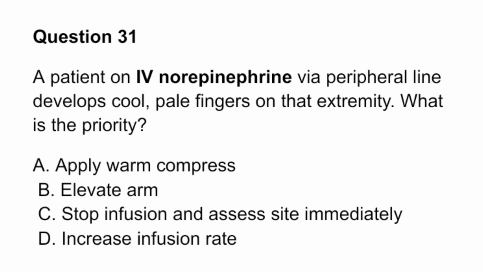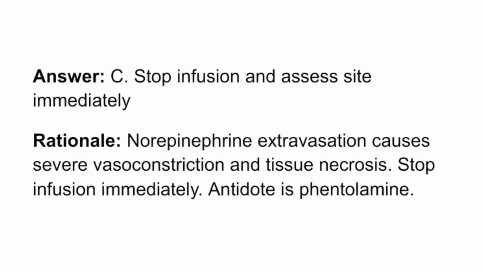Question 31. A patient on IV norepinephrine via peripheral line develops cool, pale fingers on that extremity. What is the priority? A. Apply warm compress. B. Elevate arm. C. Stop infusion and assess site immediately. D. Increase infusion rate. Answer: C. Stop infusion and assess site immediately. Rationale: norepinephrine extravasation causes severe vasoconstriction and tissue necrosis. Stop infusion immediately. Antidote is phentolamine.